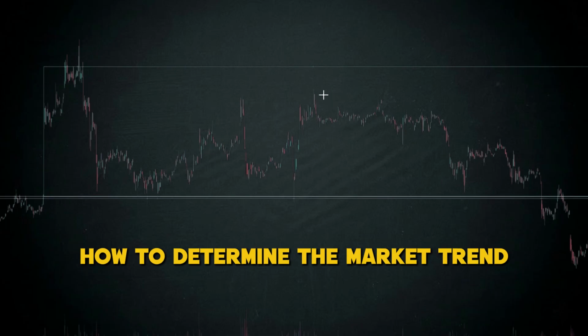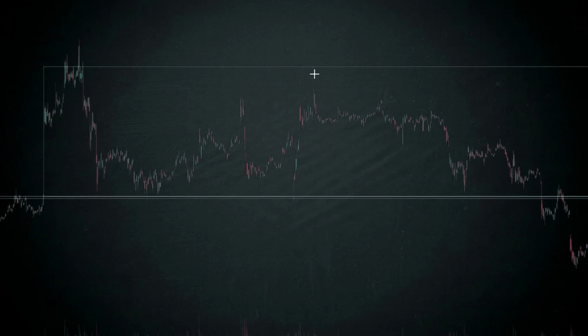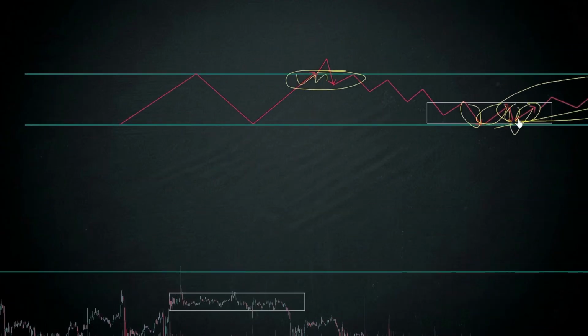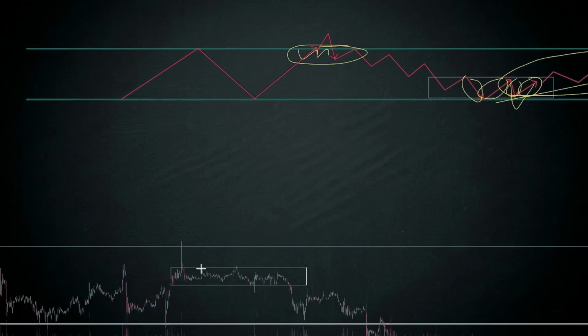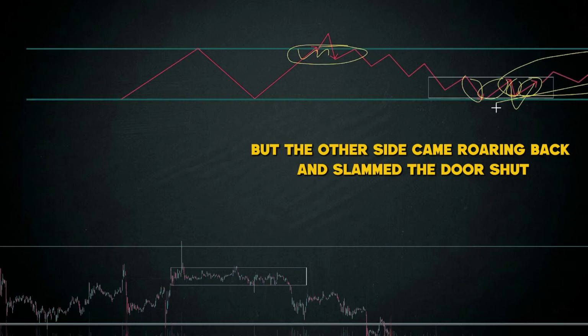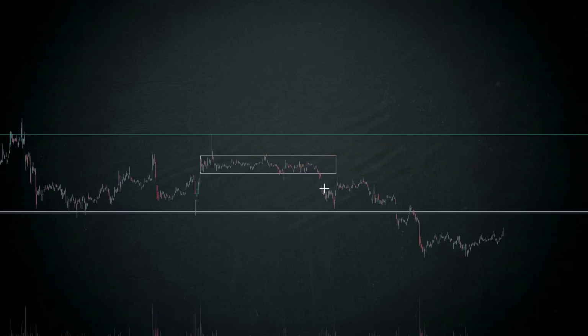See, these candles aren't just random shapes on a screen. They are the visual proof of a massive fight. That long wick, some people call it a shadow, that's where one side tried to take control, but the other side came roaring back and slammed the door shut. Today, we're going to focus on two of the most classic examples of this epic struggle.